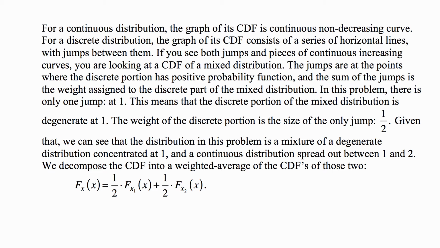The weight of the discrete portion is the size of the only jump. It's 1/2. Given that, we can see that the distribution in this problem is a mixture of a degenerate distribution concentrated at 1 and a continuous distribution spread out between 1 and 2. And we decompose the CDF into a weighted average of the CDFs of those two, with the weights that we just identified. The discrete part has the weight which is the sum of the jumps, and the continuous part has the weight that is 1 minus that sum.